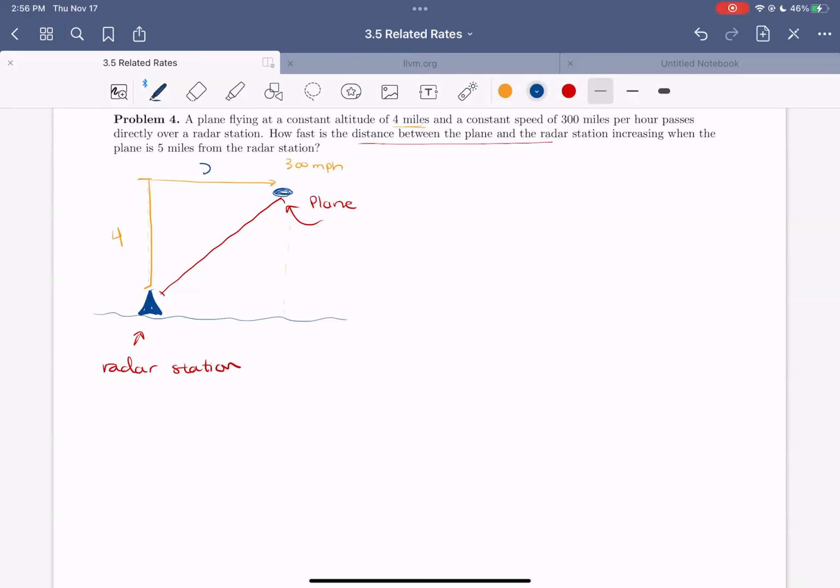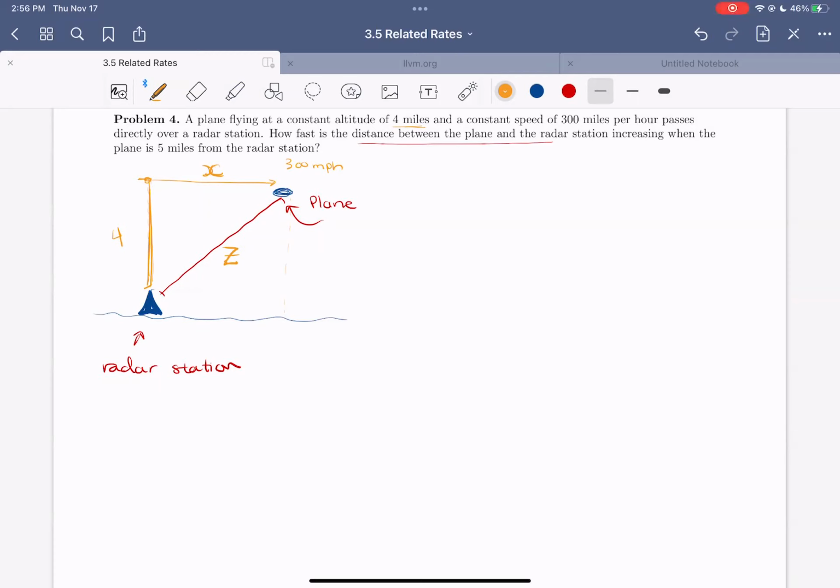So let's let this distance here, the horizontal distance that the plane is from where it originally passed the radar station directly above, X, let's call that X. Let's call this value Z here. So Z is the distance from the plane to the radar station. Okay, so now we have our picture set up.